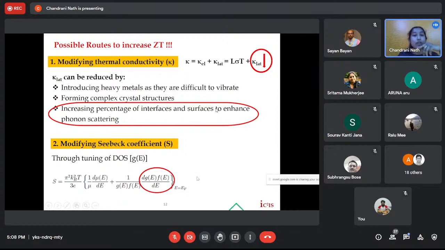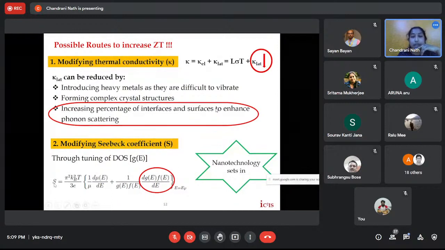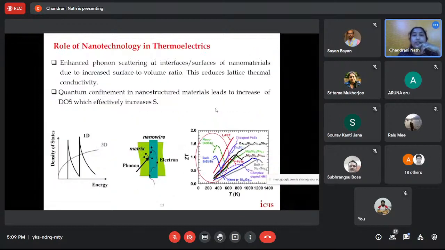On the other hand, we can also modify the Seebeck coefficient S by tuning the DOS, that is the density of states. Why? Because the slope of the density of states is related to thermopower, that is the Seebeck coefficient. So how can we do this tuning? This tuning can be done by nanostructuring. So herein comes nanotechnology. Let us see how nanotechnology helps us in increasing the efficiency of thermoelectrics.